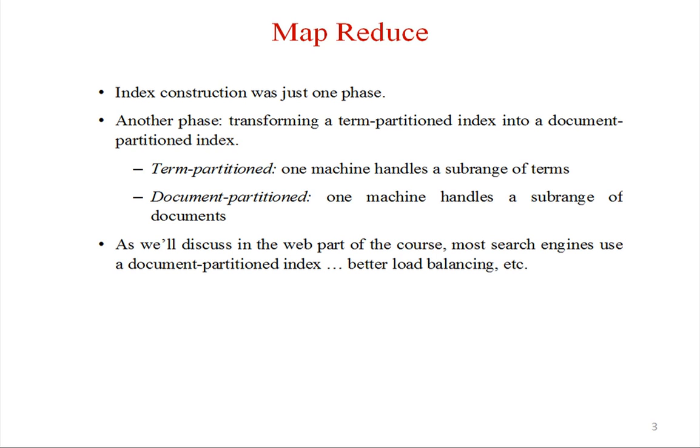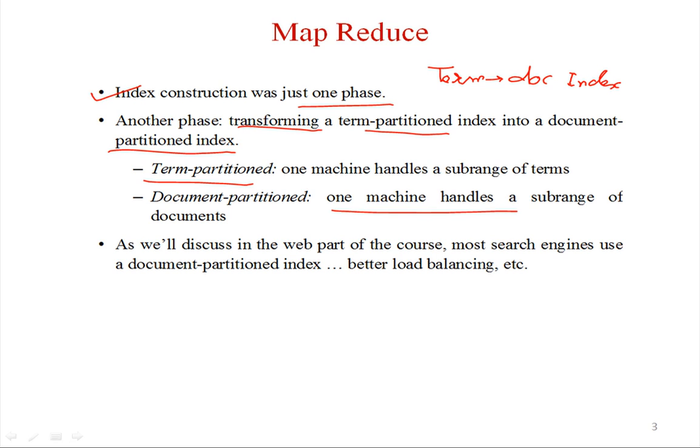Now, MapReduce index construction was just one page: take a term, and prepare a term and document index. Another page is transforming a term partitioned index into a document partitioned index. Term partition means one machine handles a subrange of terms. Document partition means one machine handles a subrange of documents.